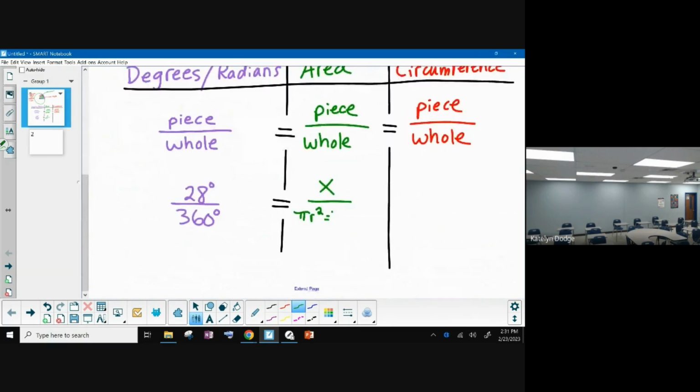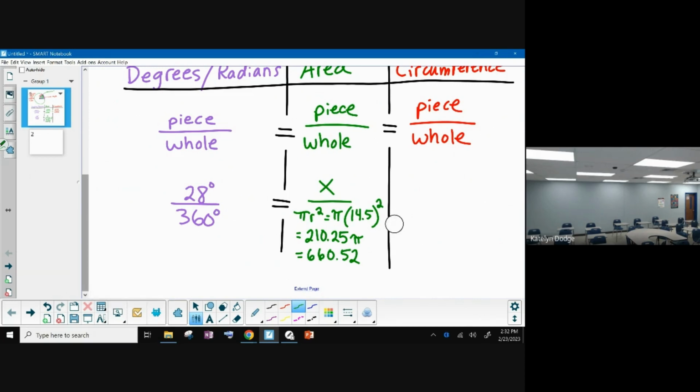So this is going to become pi times 14.5 squared. And I can simplify this. If I do 14.5 squared, I'm going to get 210.25 times pi is just equal to 660.52. So there's my whole value for my area. It's 660 and change.